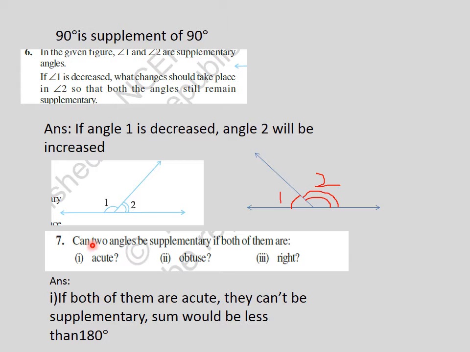Okay. Can two angles be supplementary if both of them are acute? If both of them are acute, they can't be supplementary. Acute angle means between 0 to 90 degrees. So if you add any two acute angles, you will get a sum which is less than 180 degrees. So they can't be supplementary. Okay.